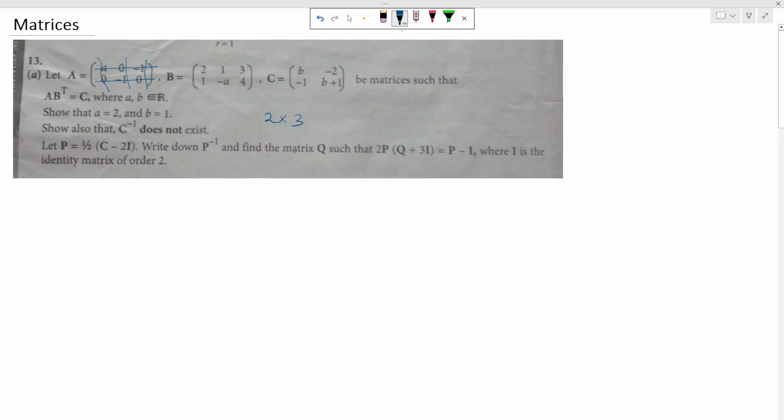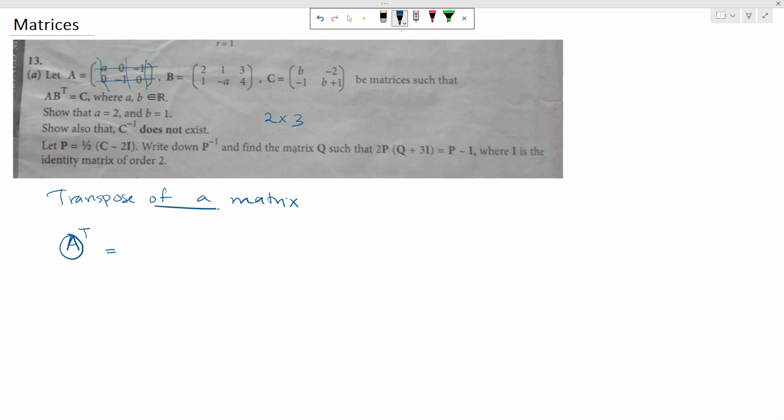Okay, such that AB transpose. Now we have another term called transpose. Transpose of a matrix, right? Which is denoted as A transpose. Now if we have a matrix A, the transpose of a matrix is nothing but, you have to just interchange the rows and columns.